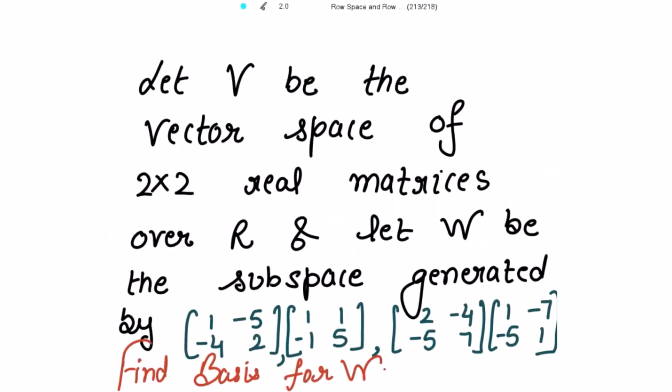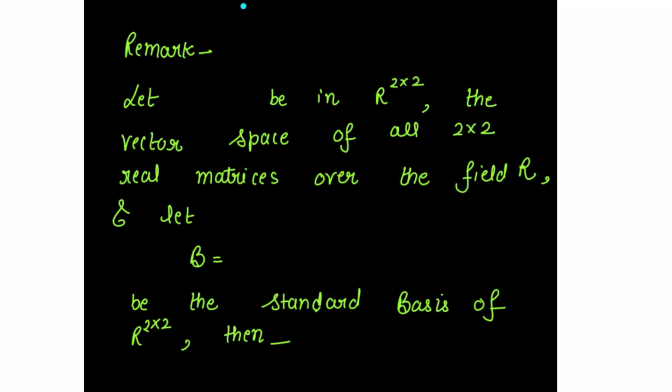This is a very important example. Let V be the vector space of 2 by 2 real matrices over R, and let W be the subspace generated by these matrices. We have to find the basis for W, right? Before starting with the solution, let's understand this remark.